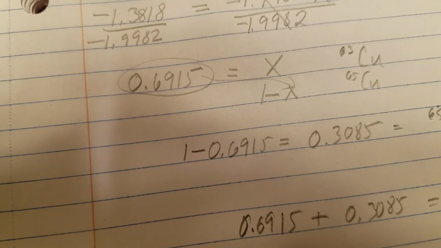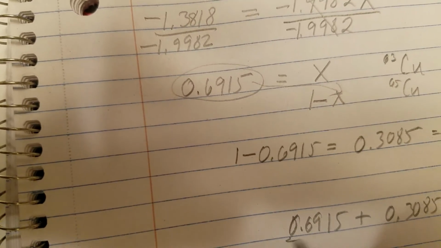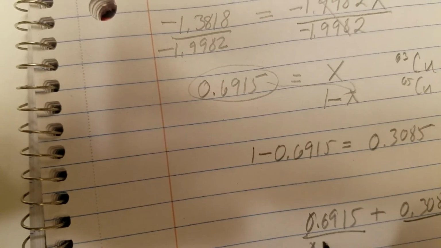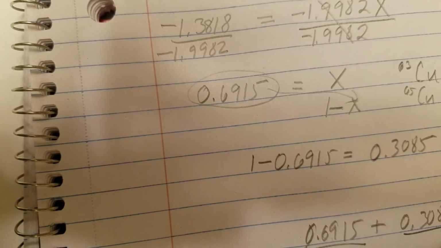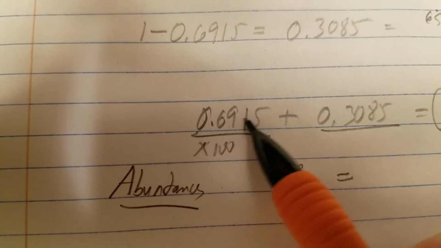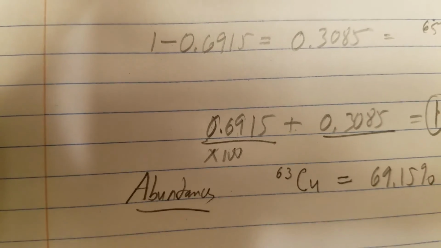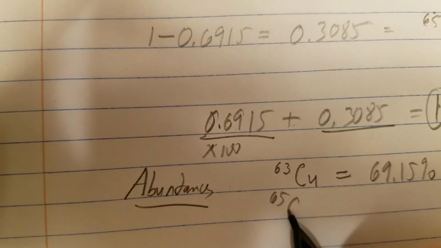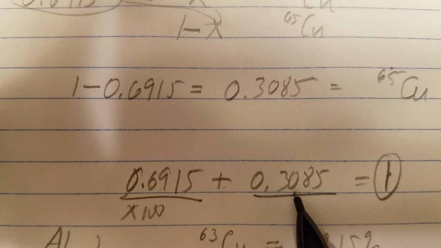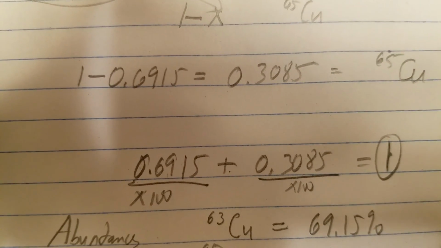Now to get abundances, all you have to do is take each one of these frequencies and multiply them by 100. So for my copper 63, my 0.6915 would be equal to 69.15%. And then for my copper 65, my 0.3085 multiplied by 100 would give me 30.85%.